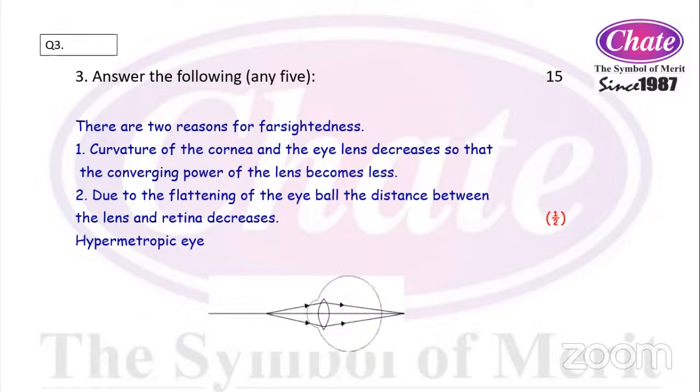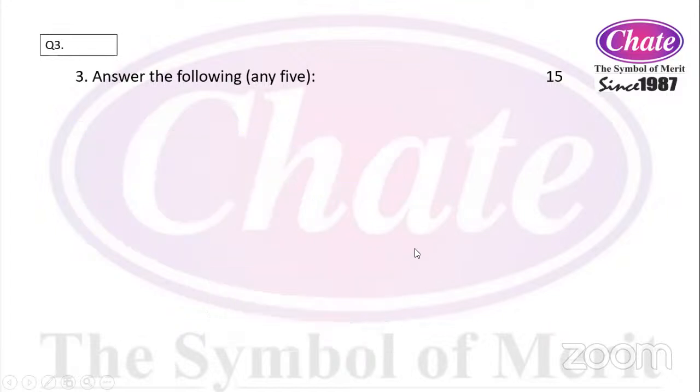Okay, so the two reasons, first is it may be because of the cornea. This cornea is not able to converge it, or second, the distance between the lens and the retina is decreased. So that is the reason. So this is the hypermetropic eye. Now the next one.